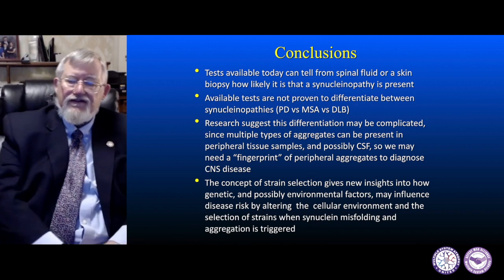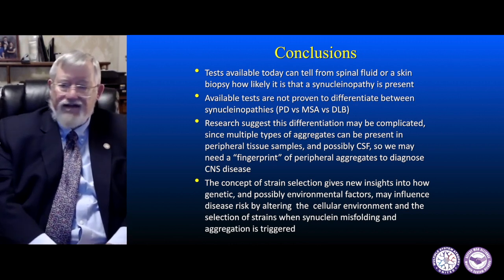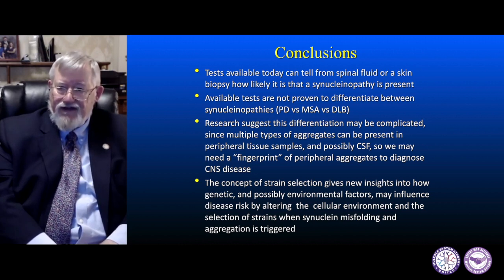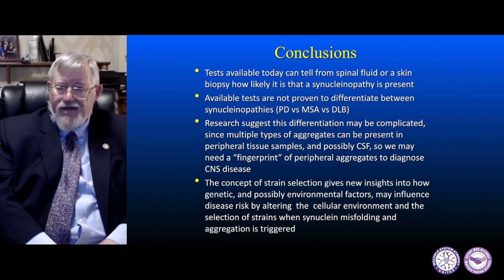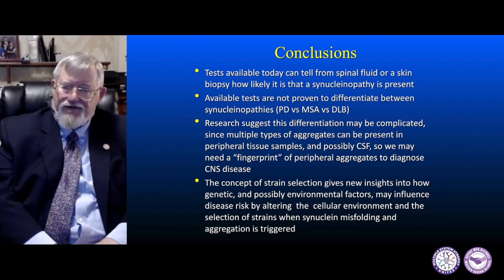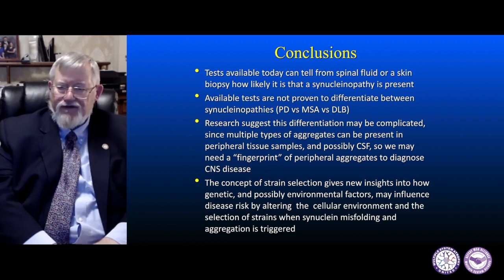The result is the tests that are available today can tell from spinal fluid or from a skin biopsy how likely it is that you have any of the synucleinopathies, but it can't tell us much about which one you've got. And the available tests have not been shown to differentiate between synucleinopathies. So you can't tell Parkinson's from multiple system atrophy, from dementia with Lewy bodies, and so forth.